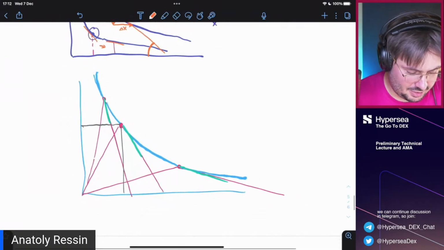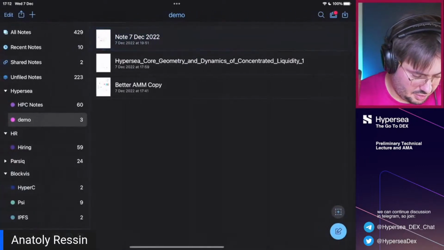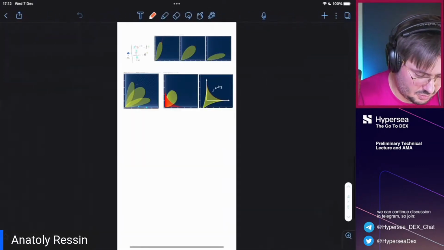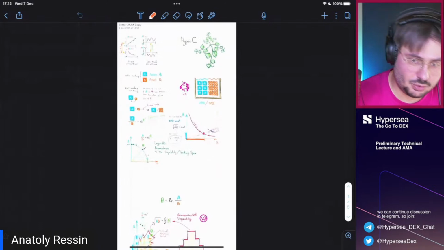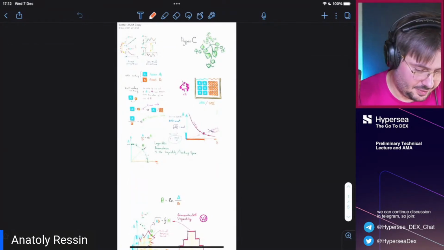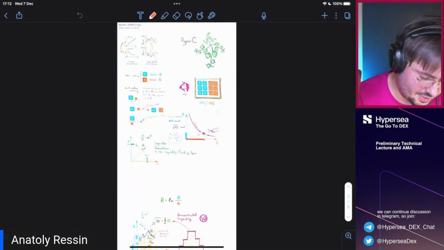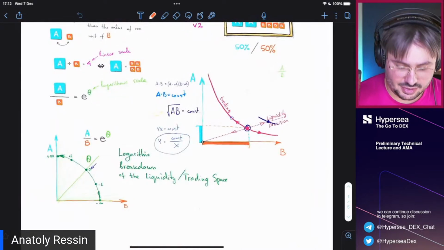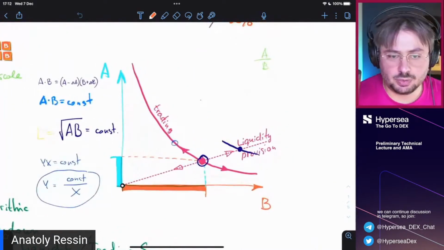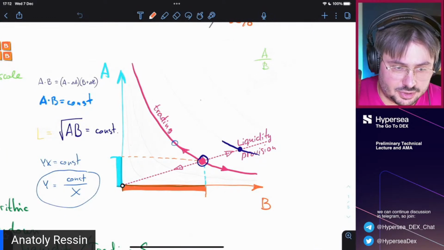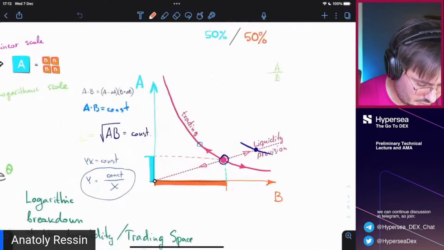They made it in a very interesting way. And here I can show you my initial drawing. So this thing is what we talked about.